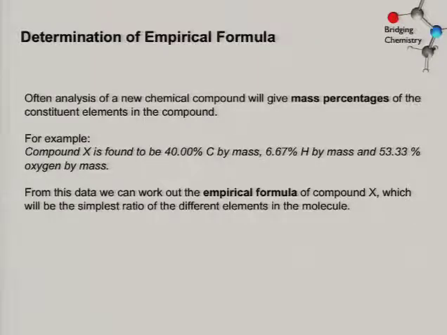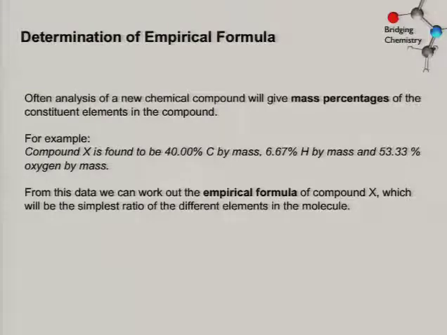But these numbers will look like this. So it could say compound X is found to be 40.00% carbon by mass, 6.67% hydrogen by mass, and 53.33% oxygen by mass. Right? This is the sort of data you get back. From using this data, we can then work out what we call the empirical formula for compound X, where the empirical formula is just the simplest ratio of the different elements in the molecule.